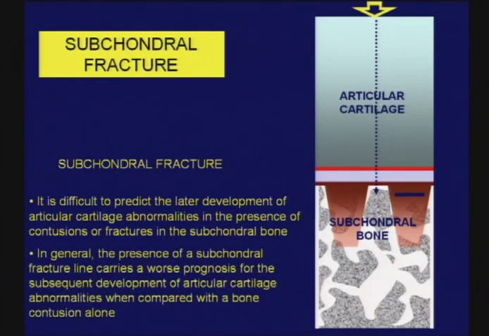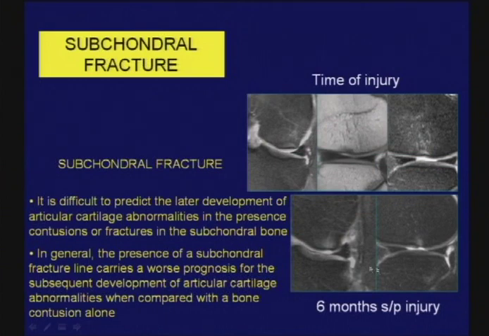In general, based on the cases I have seen, and I don't have a lot of experience with follow-up, but on the few that I do, the presence of a subchondral fracture line carries a worse prognosis than a bone contusion with regard to the later development of articular cartilage abnormalities. And I'll show you one, the nicest example I've seen. It is this one, the time of injury. We saw a fracture line in the subchondral bone. There may have been slight depression of the subchondral bone plate.